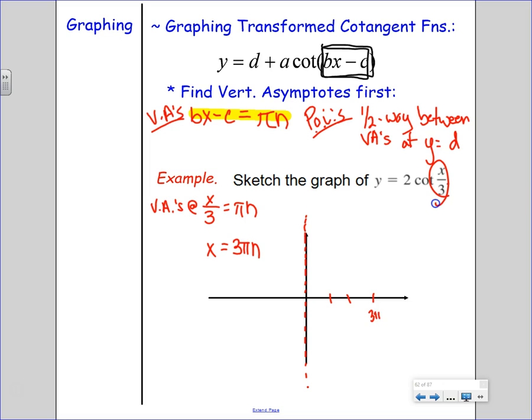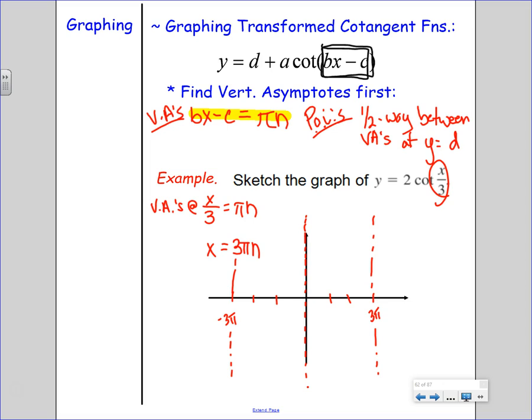3 pi, yeah? Every 3 pi. Where's my previous vertical asymptote? Negative 3 pi, there we go. Are we tracking? Good. How did I find that 3 pi? I took the inside, like my formula tells me to. I took the inside and set it equal to where all the vertical asymptotes are normally. Multiply by 3, okay, there they all are.